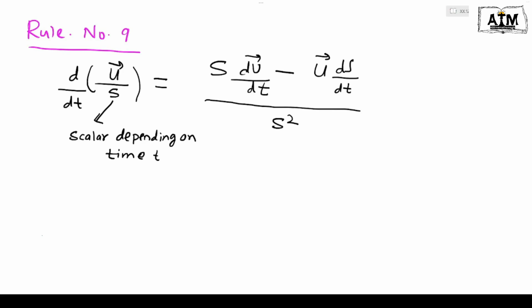Rule number 9, derivative of vector u divided by s, where s is a scalar depending upon time t. So derivative of vector u divided by s with respect to t equals s into derivative of u with respect to t minus u into derivative of s with respect to t, upon s square.